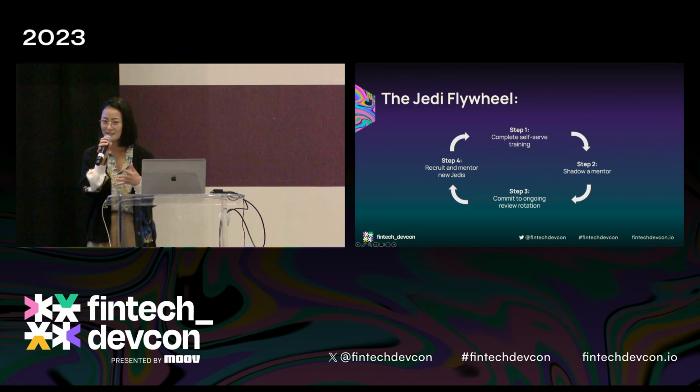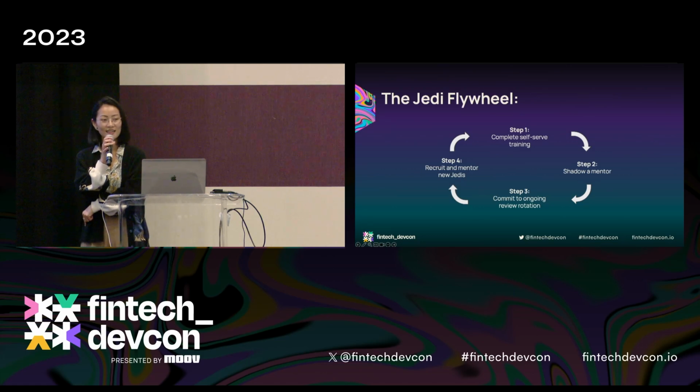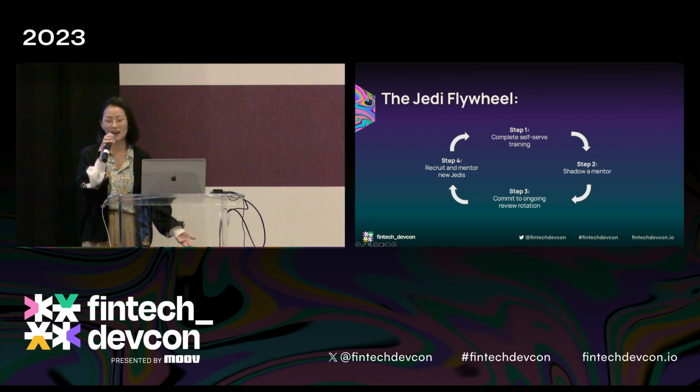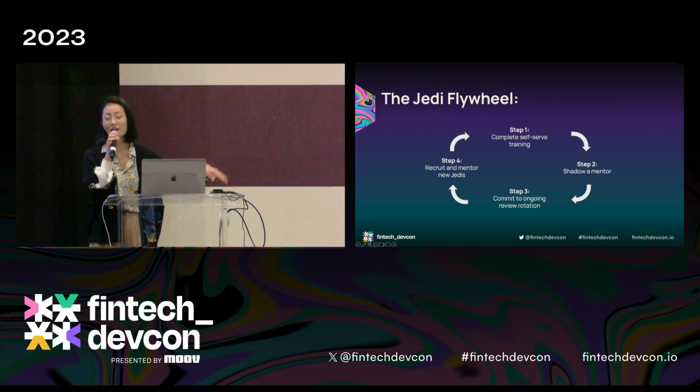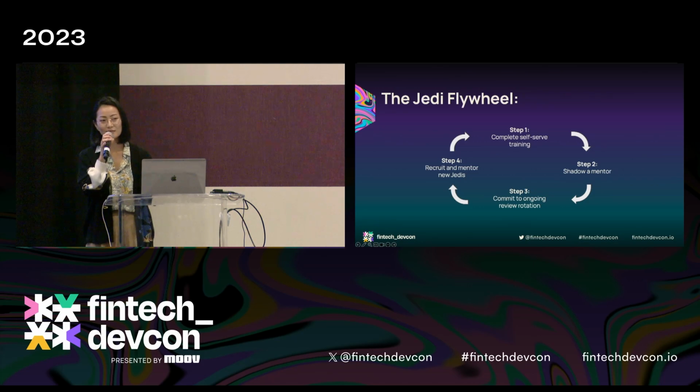The first step is to complete a self-serve training that we have put together. Self-serve because we don't want to gatekeep knowledge, right? We made this beautiful training and we want as many people, whether you want to become a Jedi or not, to take this training, because it means that everyone who touches our APIs, which hopefully is every developer at the company, will just write better code, write better APIs.